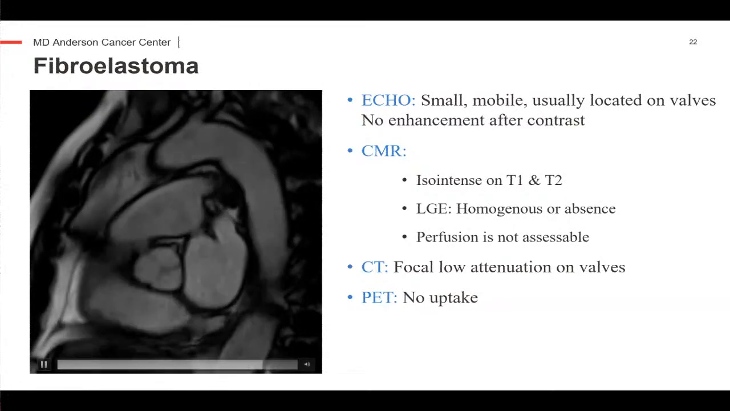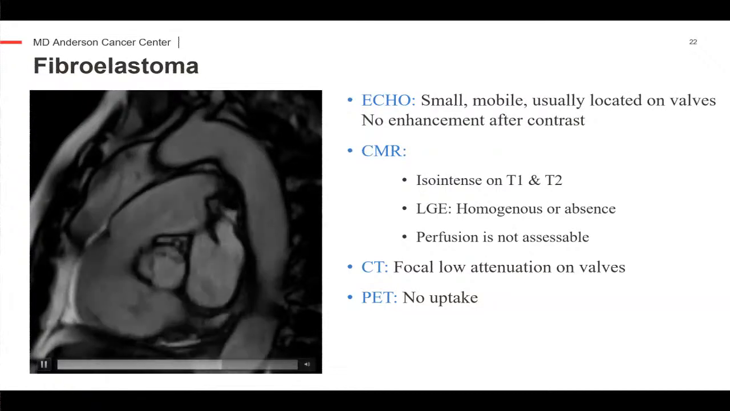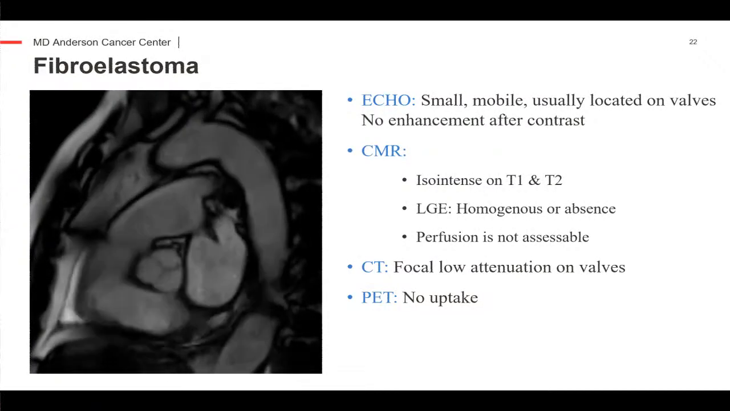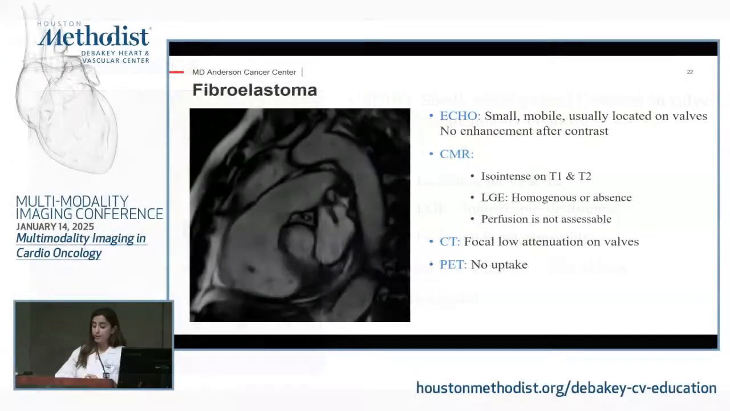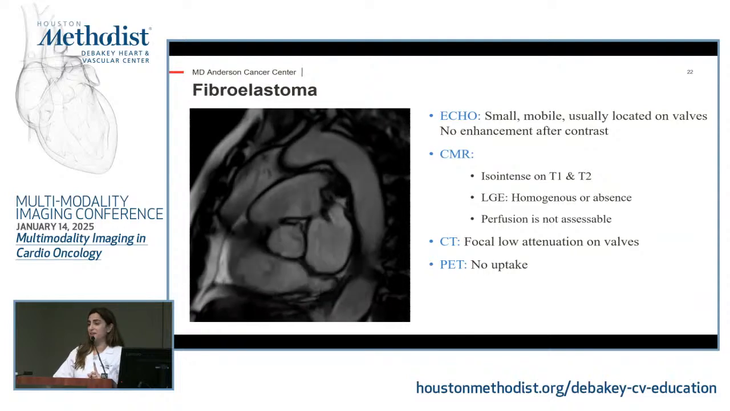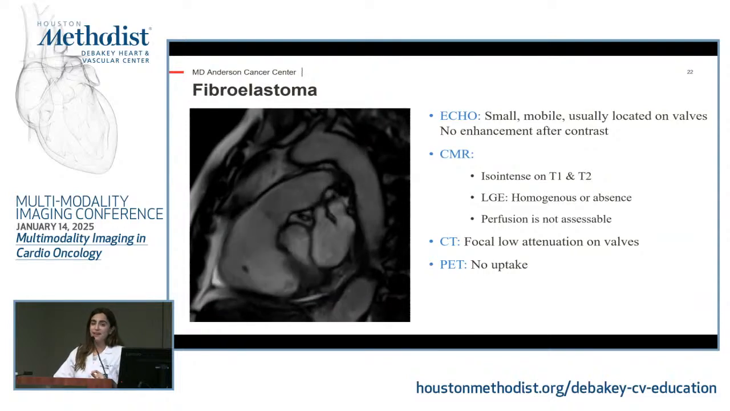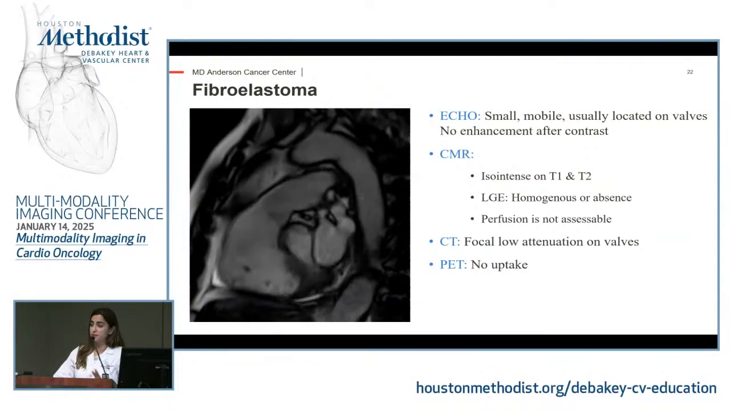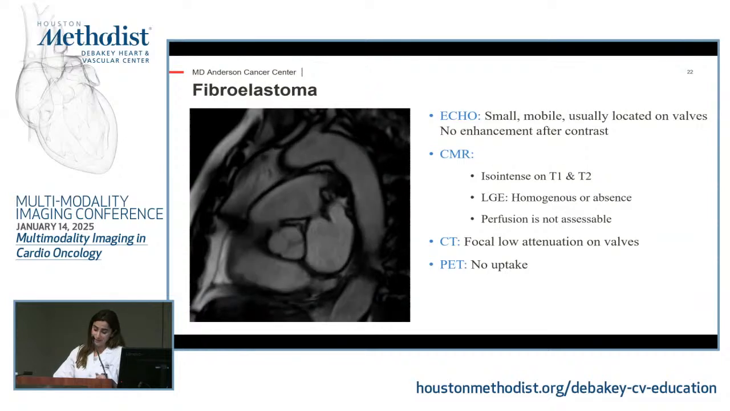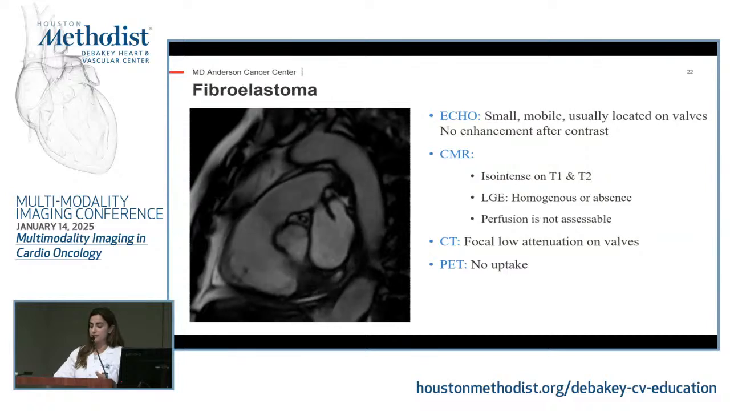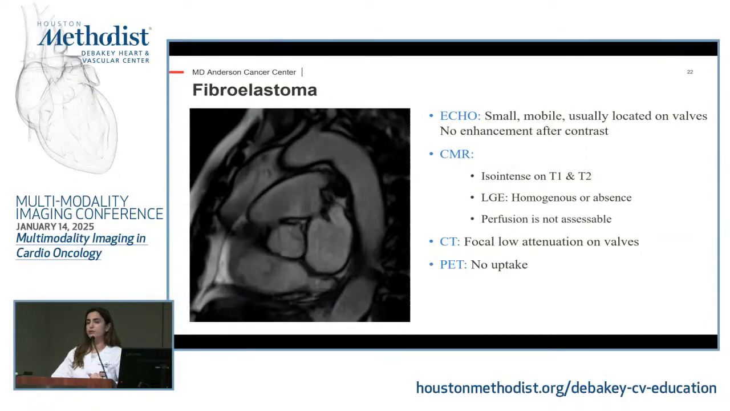The CMR here shows this pedunculated mass, hypermobile features of fibroelastoma. She wanted it out. Whenever a patient has cancer, any new mass creates a lot of anxiety. We thought it was an overkill. She found a surgeon, she got it out. It was a fibroelastoma.